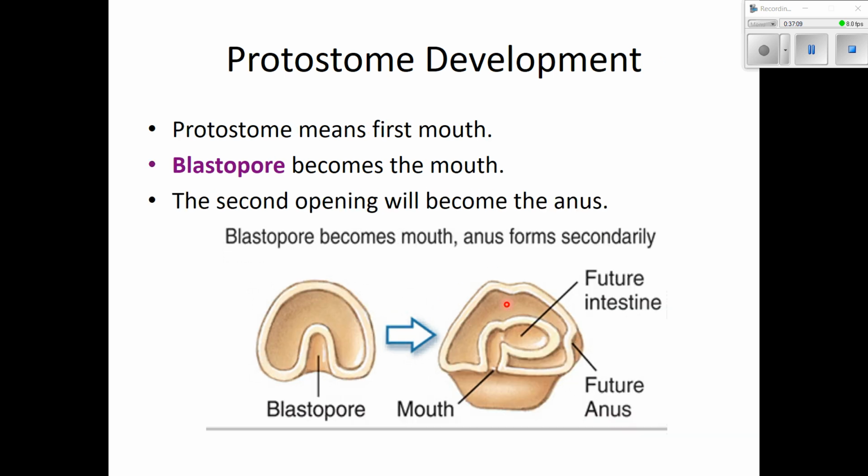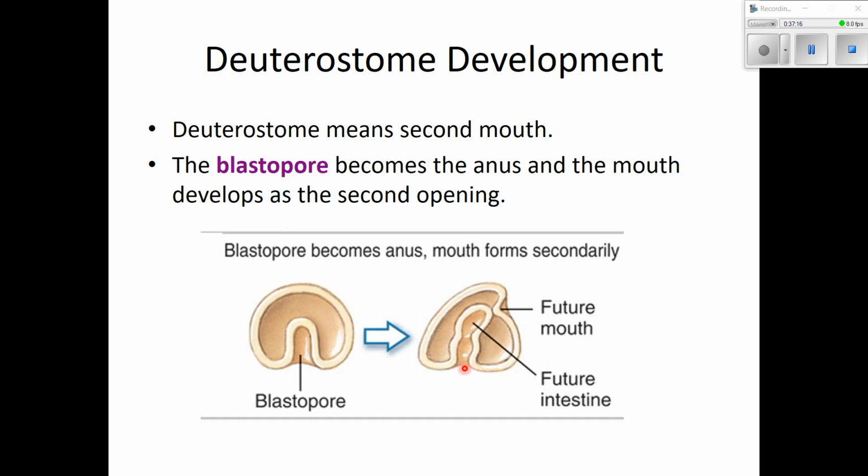So again, let me go back. Protostomes, the blastopore becomes the mouth. In deuterostomes, the blastopore becomes the anus. So that's the easiest, most obvious difference between protostomes and deuterostomes. You're probably sitting there thinking, well, who cares? I mean, why does this even matter?